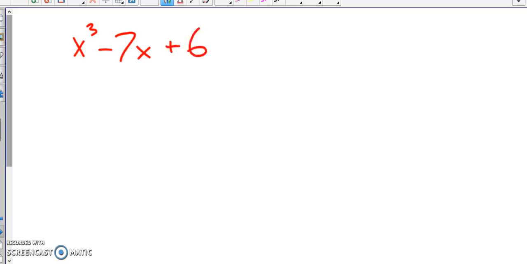Now notice, I can't put that in the little factoring box. I can't really factor by grouping because it's missing a term. But let's say that I knew ahead of time that x plus 3 is a factor. Now there are methods to determine which one might be a factor, but we're not going to worry about that as of right now. I'm just telling you that x plus 3 is a factor, and we're going to use that to help us factor.